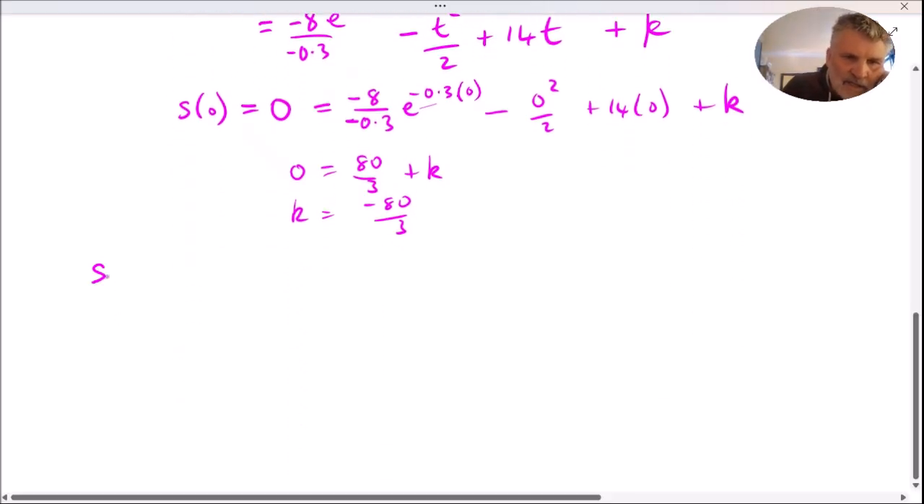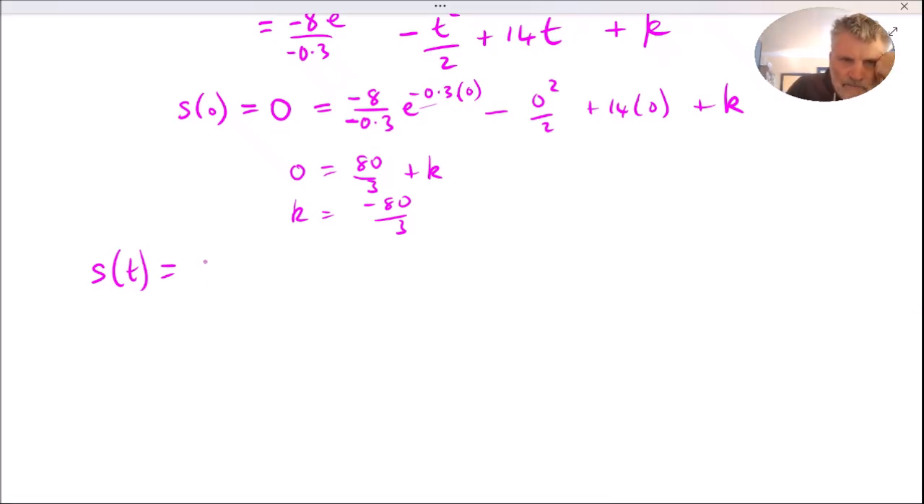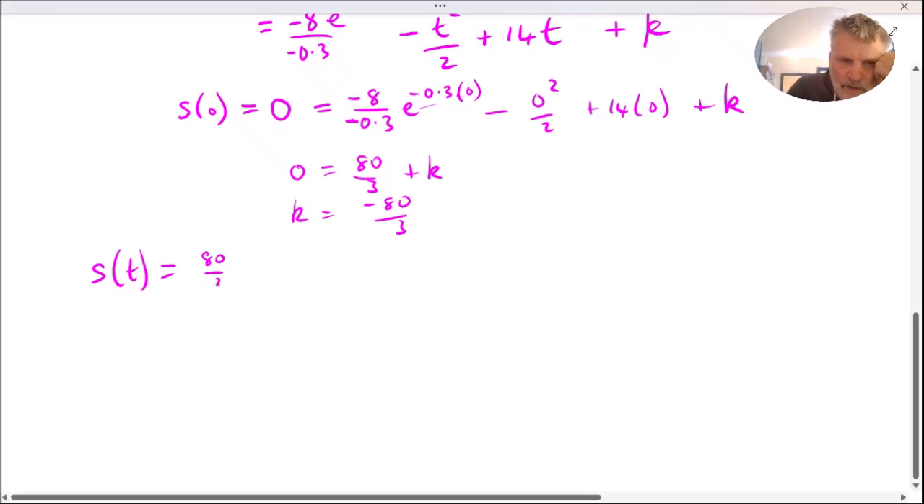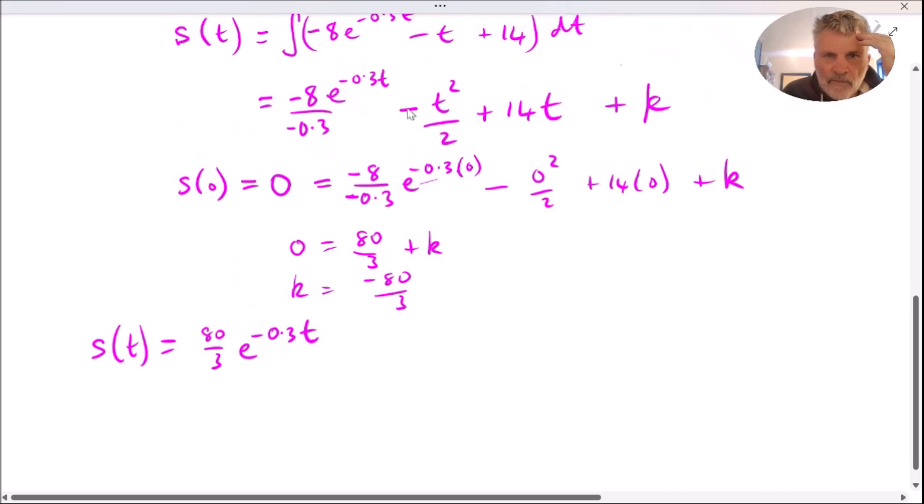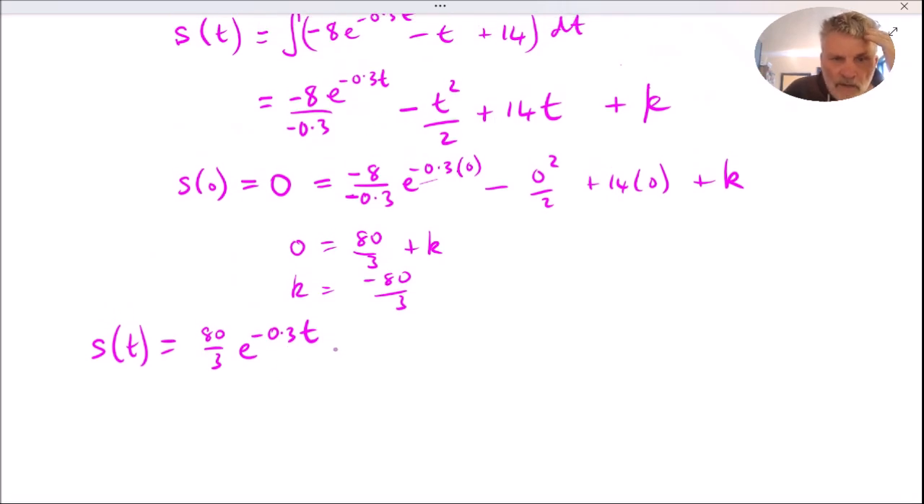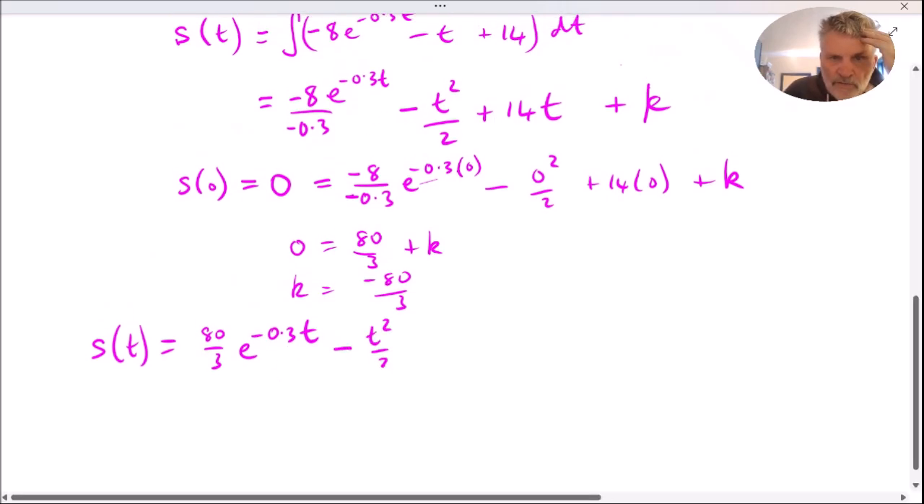So that means our distance at time t is 80 over 3 e to the minus 0.3 t. I'm reading from up here. Minus t squared over 2 plus 14t minus 80 over 3.